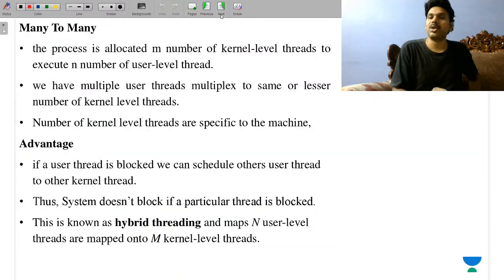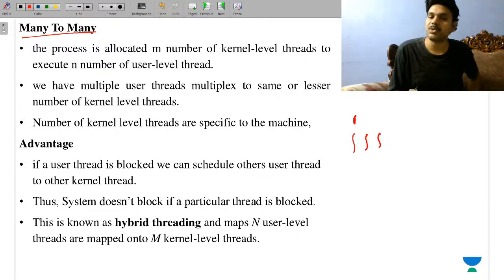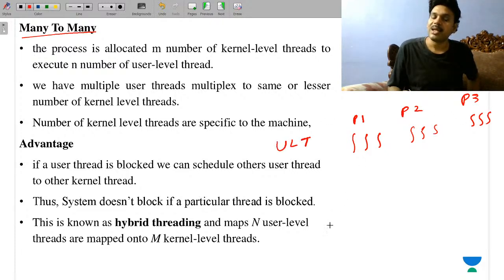Come to the last model, that is many-to-many. What is many-to-many? Any thread can be assigned to any CPU. Please understand. I have multiple threads of process 1, another process which consists of multiple threads, and one more process which consists of many threads. I am talking about user level threads. They can be mapped onto many kernel level threads.